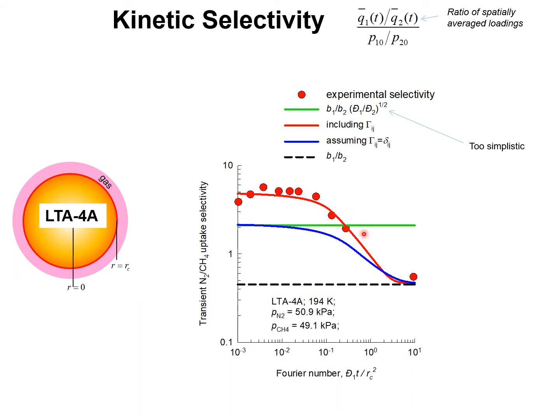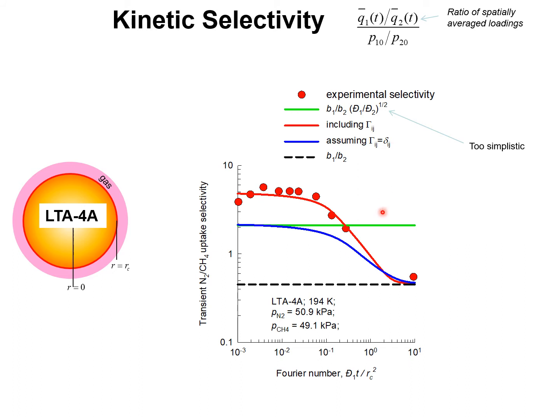The continuous red line is the calculation of the kinetic selectivity from the simulations presented in the foregoing slide, in which thermodynamic coupling effects are duly accounted for. The blue line is the kinetic selectivity calculated from the simulations in which thermodynamic coupling effects are ignored. Looking at this data, we note that the formula that is widely used in the published literature is a limiting case of a model in which thermodynamic coupling effects are ignored.